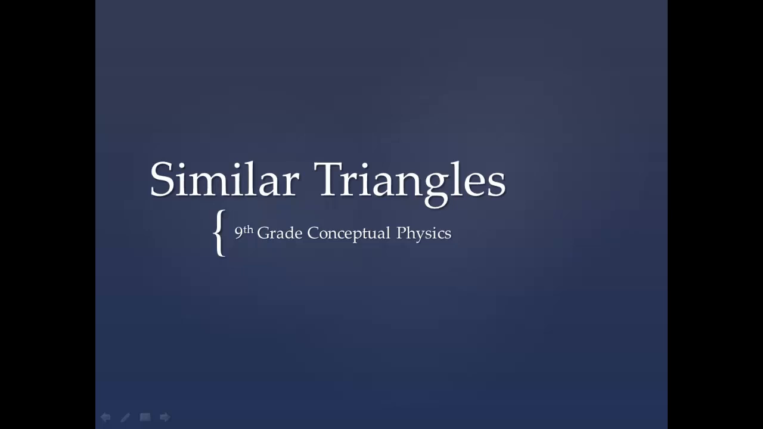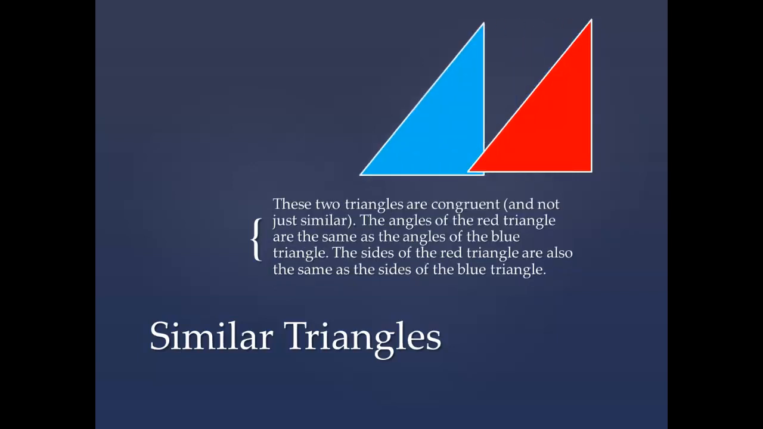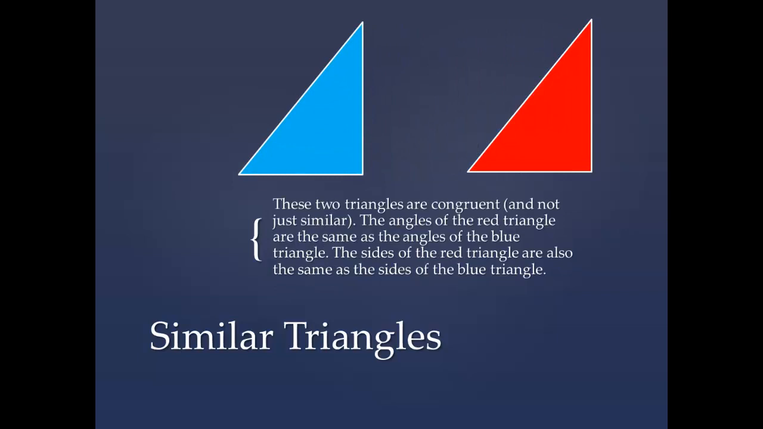Similar triangles, a ninth grade conceptual physics video. Two triangles are similar when the angles of the first triangle perfectly match the angles of the second triangle. We say the angles are congruent when they are exactly the same. These two triangles are congruent and not just similar.